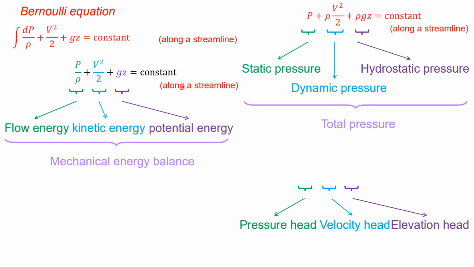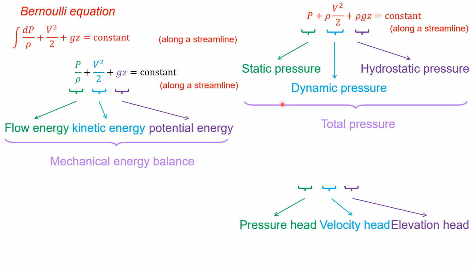Okay, so as a summary of whatever we have studied today. So this is the Bernoulli's equation. We have seen how we derive the Bernoulli's equation. So we will get P over rho plus V squared over 2 plus gz equals a constant. Okay, so that is the Bernoulli's equation. The first component is flow energy, the second component is kinetic energy, and the third component is potential energy. All these three we combine, we will get a mechanical energy balance.